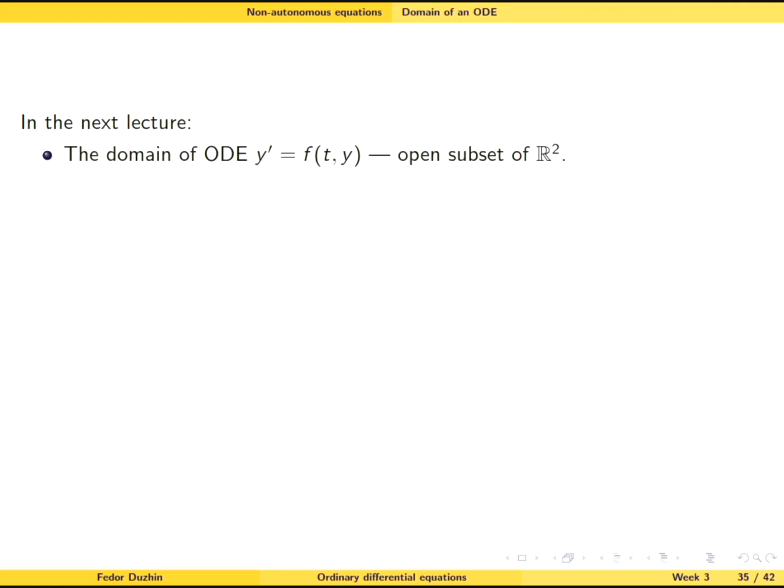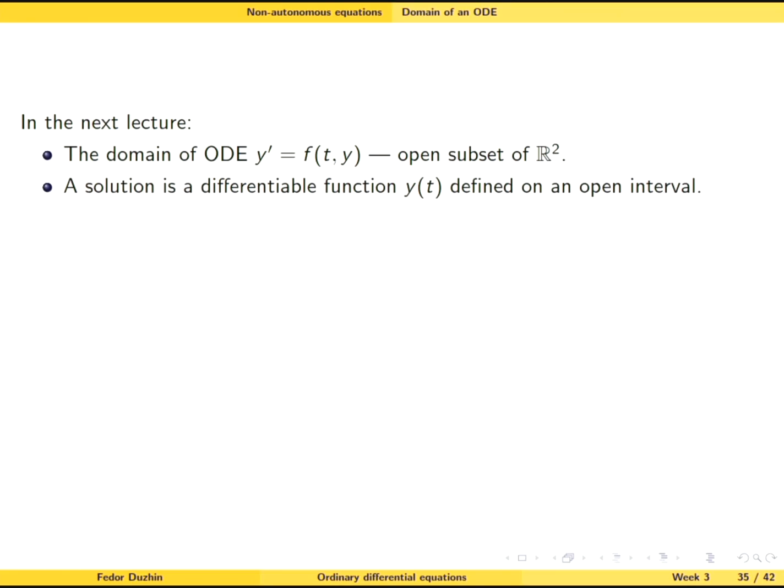But in the next lecture we're going to assume that the domain of a differential equation is an open subset of the plane. So the set of all possible feasible values of t and y. I mean, although for specific applications, the set of feasible values of t and y could come from the problem. But theoretically, for mathematics, it is always more convenient to assume that the set of feasible values forms an open subset of the plane, right?